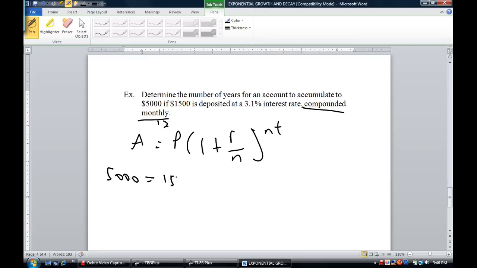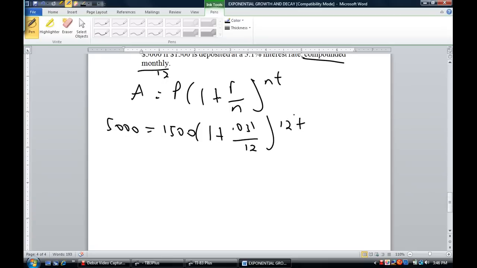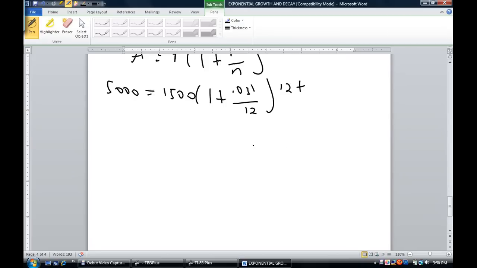P is $1,500. That's the initial amount. Interest rate as a decimal is 0.031. Monthly is 12. But this time we need to know the number of years, which is T. So this is how this one's been different. This is the first time where we had to solve for an exponent in this compound interest problem. Which means we're going to have to use, do I dare say, that's correct, logarithms.